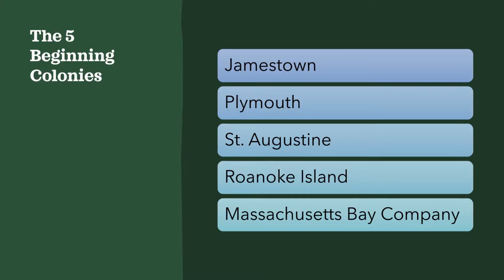The 5 beginning colonies are Jamestown, Plymouth, St. Augustine, Roanoke Island, and Massachusetts Bay Company. I'm going to give you a little summary of each of the colonies.